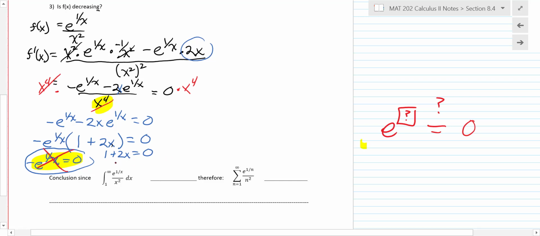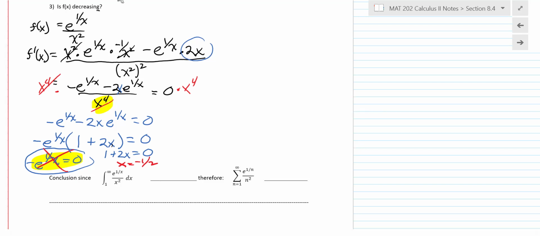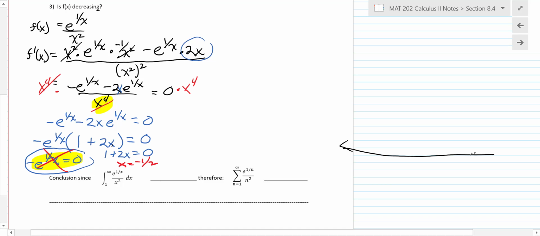This one does. You can do this one in your head. Okay? You're in Calc 2 by now. You can do that in your head. That's negative 1/2, right? So that would be your critical point that you would have. So what we're going to end up doing on this is just kind of a little sign chart to show this. I'll do this kind of at the side here.